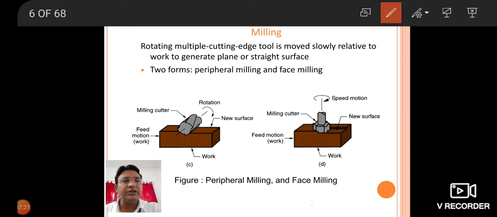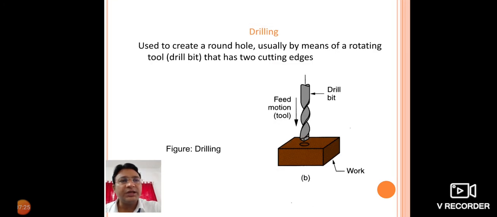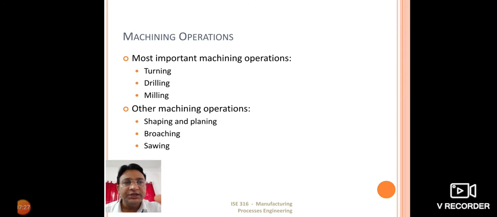So these are the three basic operations, that is turning, drilling and milling. Other operations, as we all know, are shaping and planing.